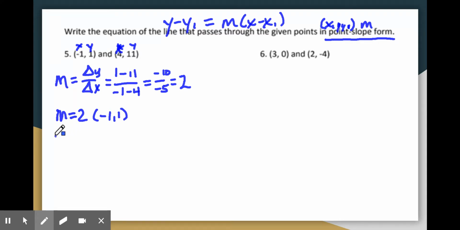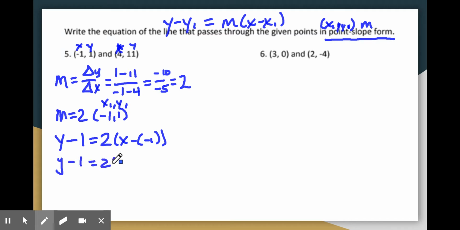So we could do that. We would get y minus 1 equals 2 times x minus negative 1. 2 negatives will make a positive. So we have y minus 1 equals 2 times x plus 1. There's my answer. That's a good answer.